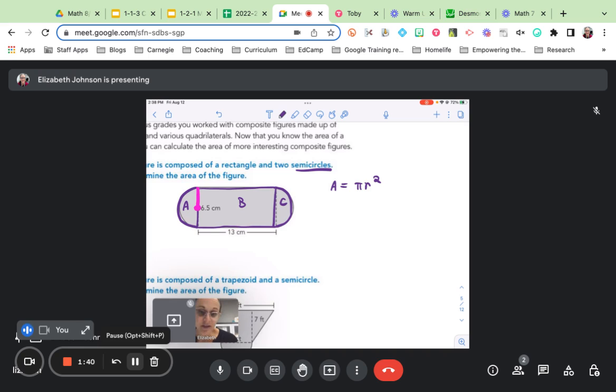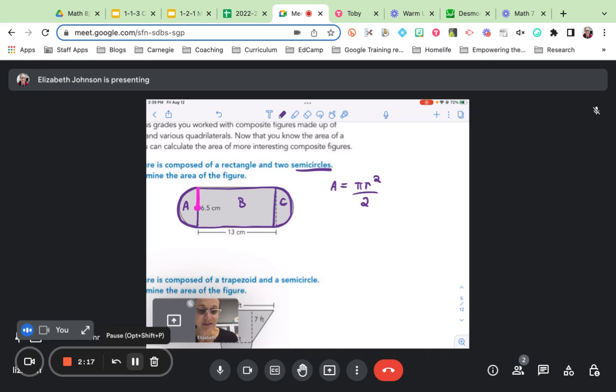Now you're probably thinking, Ms. Johnson, that's the formula for the area of a circle. But shape A is not a circle. It's a semicircle. And you would be right. So here's what we're going to do. We're going to take that formula for the area of a circle, and since we want just half of a circle, we're going to put 1/2 in front. Or if you don't like writing fractions like that, you could just say pi r squared divided in half, or divided by 2. And that would be another way to accomplish the exact same goal.